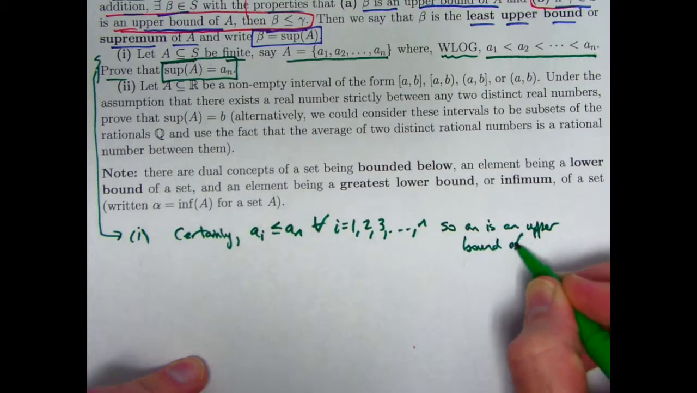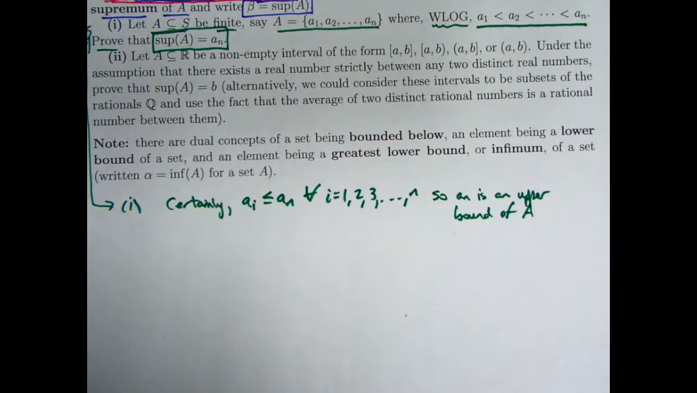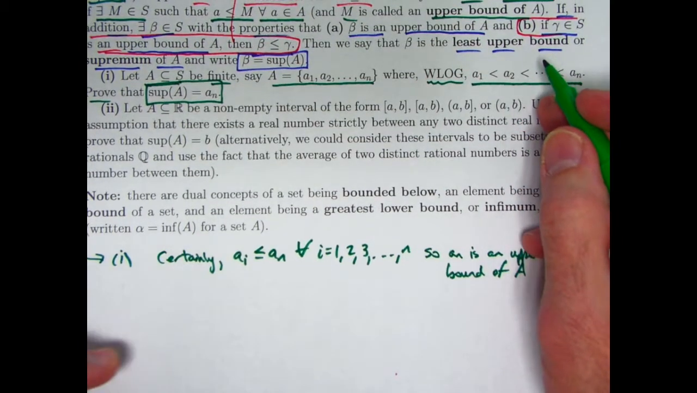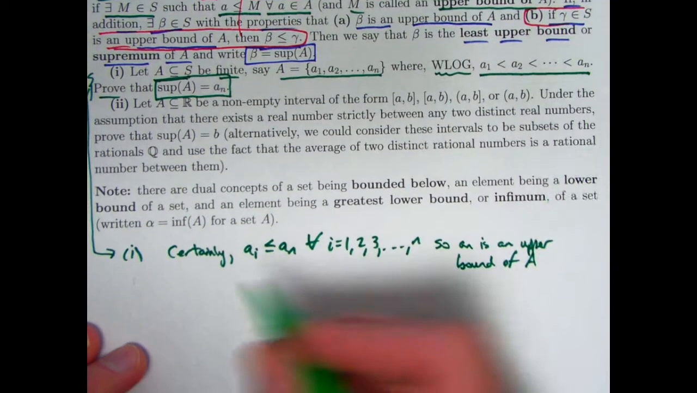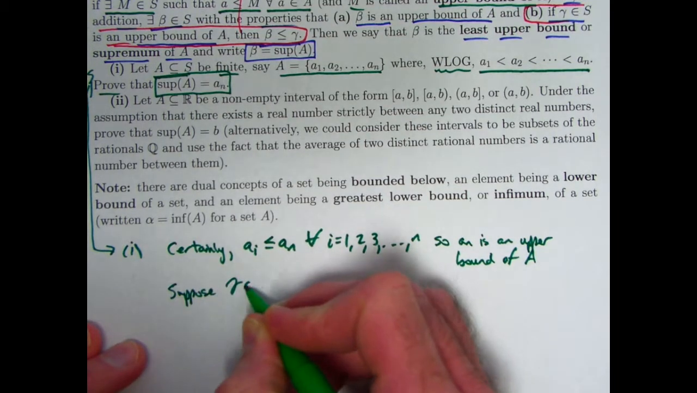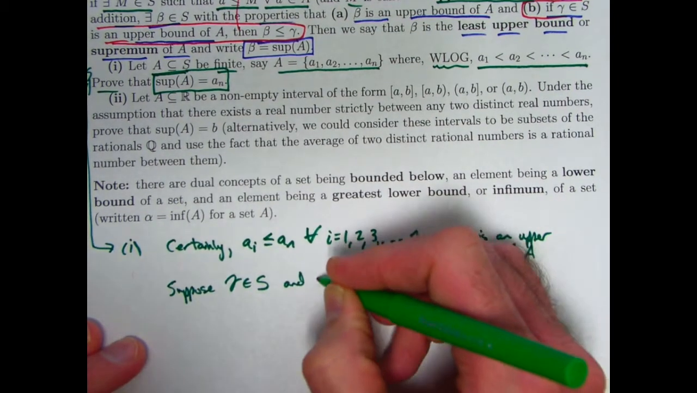By the way, just a little comment here. It's tempting in this situation to just say an is an upper bound. But you should always say with respect to what set you're talking about. So it's an upper bound of A. Don't give in to the temptation of just saying it's an upper bound. Hopefully I will not make the same mistake. Now we prove condition B, and that's not too hard either. Suppose you've got some element of S, gamma, and gamma is an upper bound of A.